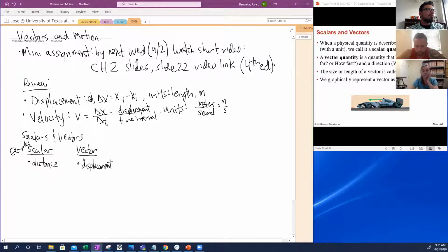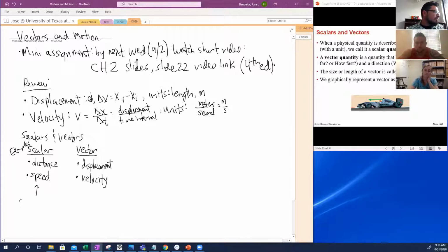We did the same thing with speed and velocity. Speed does tell you how fast you're going or how slow you're going, but it doesn't tell you which way. But velocity is a quantity that tells you not only how fast you're going, but what way you're going. And those are critical differences between scalars and vectors.